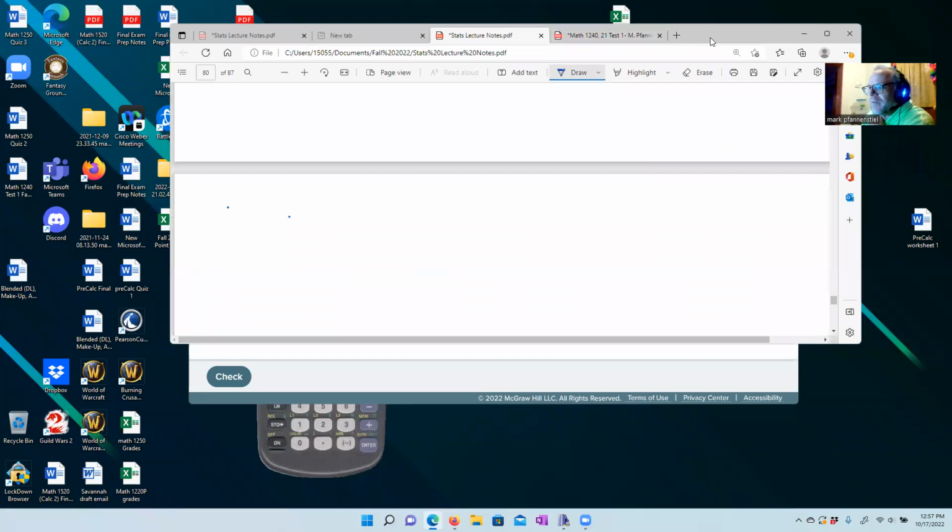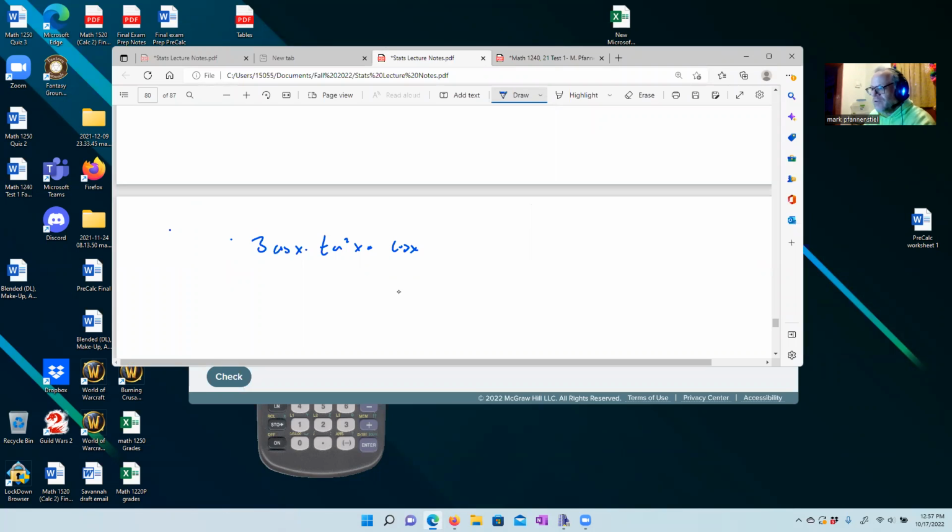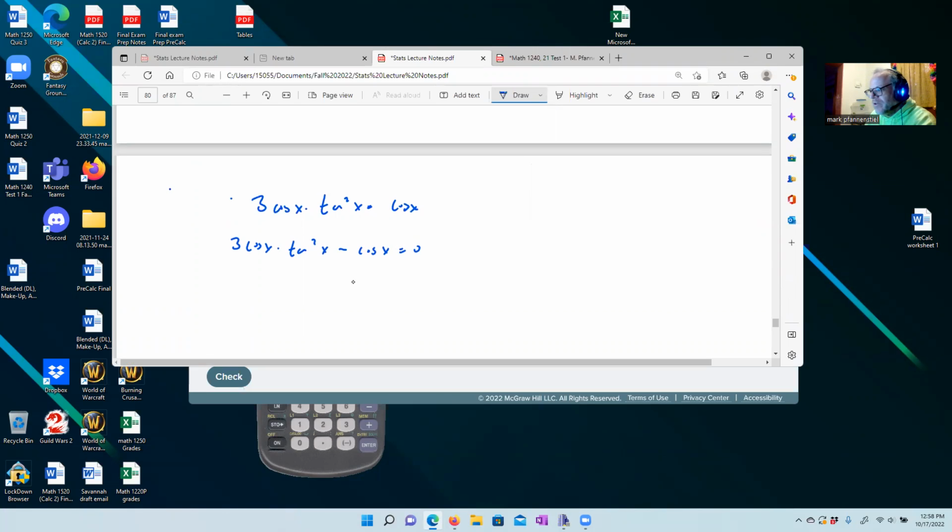We have 3 cosine x times tan squared x equals cosine x. Now, the general rule with these is you don't want to divide unless you have to. So we're going to say this is 3 cosine x times tangent squared x minus cosine x equals 0. Notice cosine is common to both of those, so we're going to pull out a cosine x, and we have 3 tan squared x minus 1 equals 0.